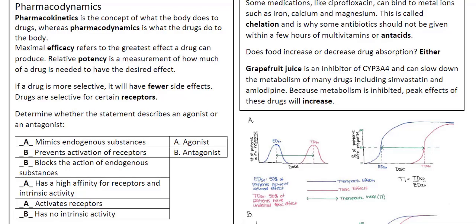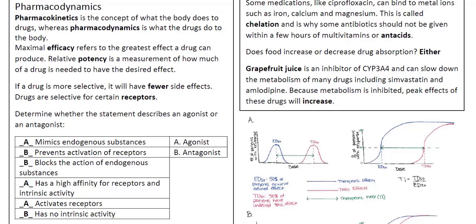Receptors also act with endogenous substances in our body. These are things like neurotransmitters and hormones that are already endogenous or living in our system. Drugs are selective for certain receptors, and if a drug is more selective, it will have fewer side effects.